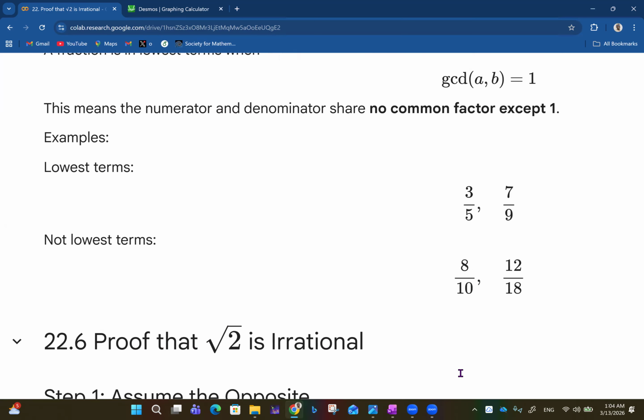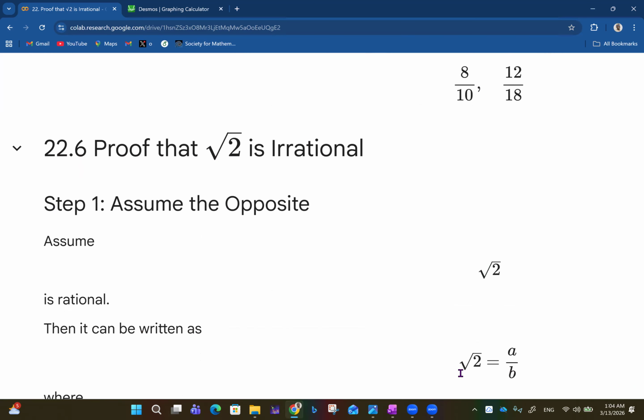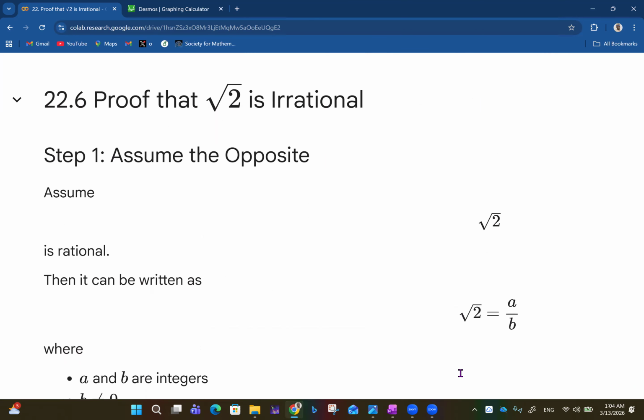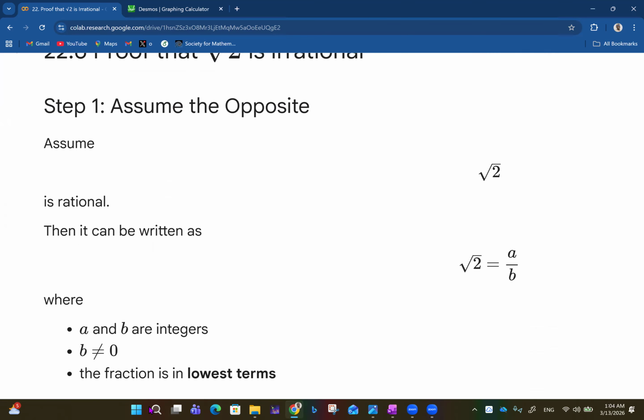So now finally, having taken care of all the background work, we want to prove that root 2 is irrational. Since we want to prove that root 2 is irrational by contradiction, we assume the opposite. We assume that root 2 is rational. Let's assume that you can write root 2 as a ratio of two integers. So root 2 equals a over b, where a and b are integers and b is not 0.